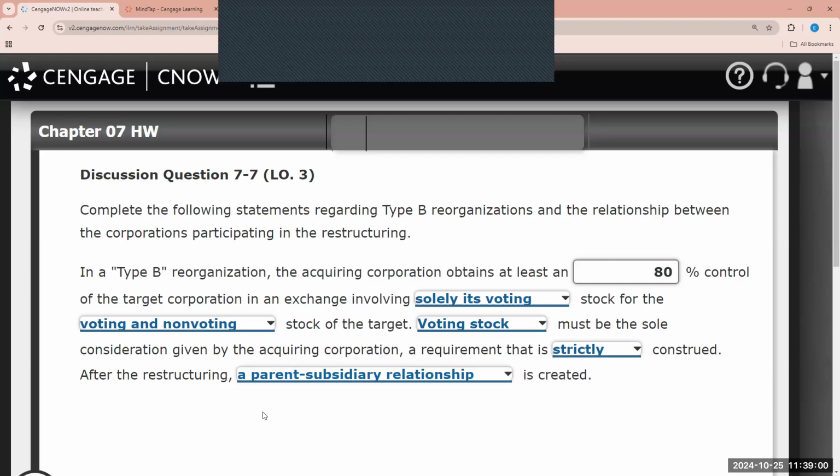So we'll go over it again. In a Type B reorganization, the acquiring corporation obtains at least 80% control of the target corporation in an exchange involving solely its voting stock for the voting and non-voting stock of the target. The voting stock must be the sole consideration given by the acquiring corporation, and this is a requirement that is strictly construed, and after the restructuring, a parent-subsidiary relationship is created.